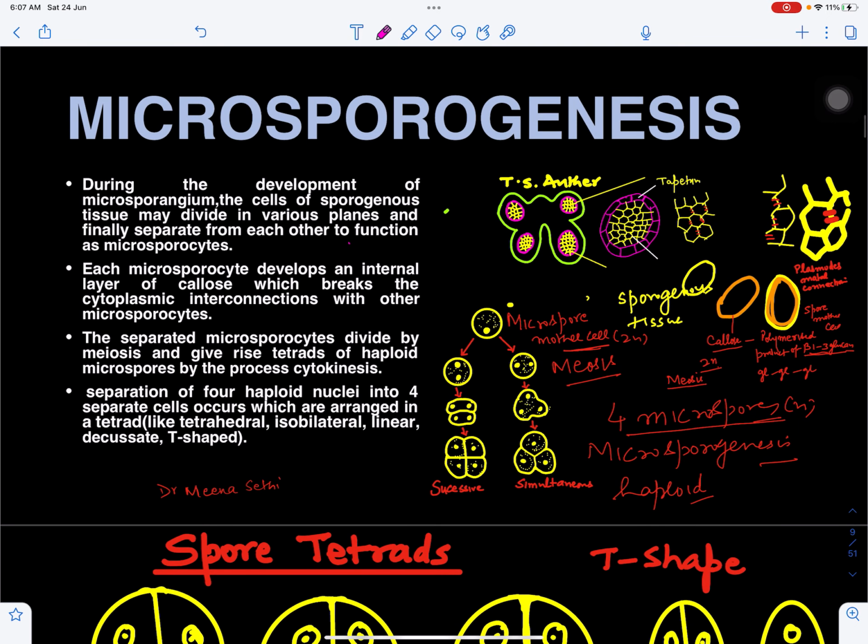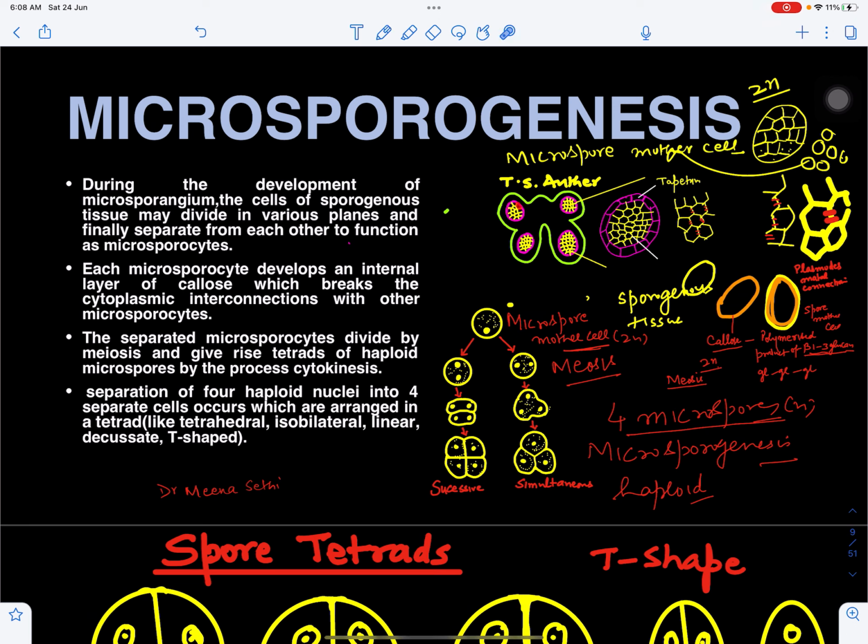So this sporogenous tissue is just a group of cells, closely attached with each other. If we see the ploidy level of the sporogenous tissue, it is diploid in genetic constitution, right? So they will get separated from each other like this. They will get round off. Then these cells are called microspore mother cells. Each cell will be diploid, that is 2n in number.